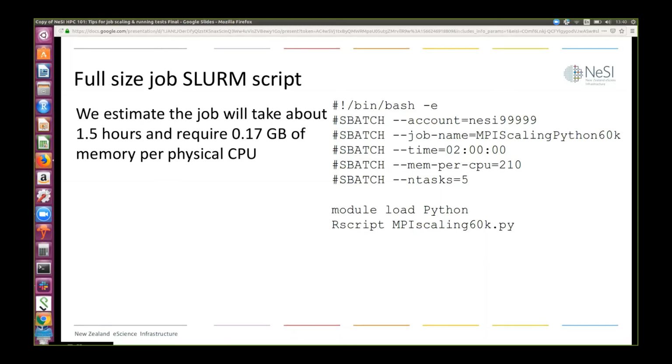And so we'll run this job. We'll increase it by a bit, saying memory per CPU. That should be 105 megabytes of memory per CPU, not 210. And we'll ask for 2 hours rather than 1.5, just as a rule of thumb. It doesn't have to be exactly 20%. There's no expectation of that. And this is for a 5-task job to run our full 60,000 sized iteration data.